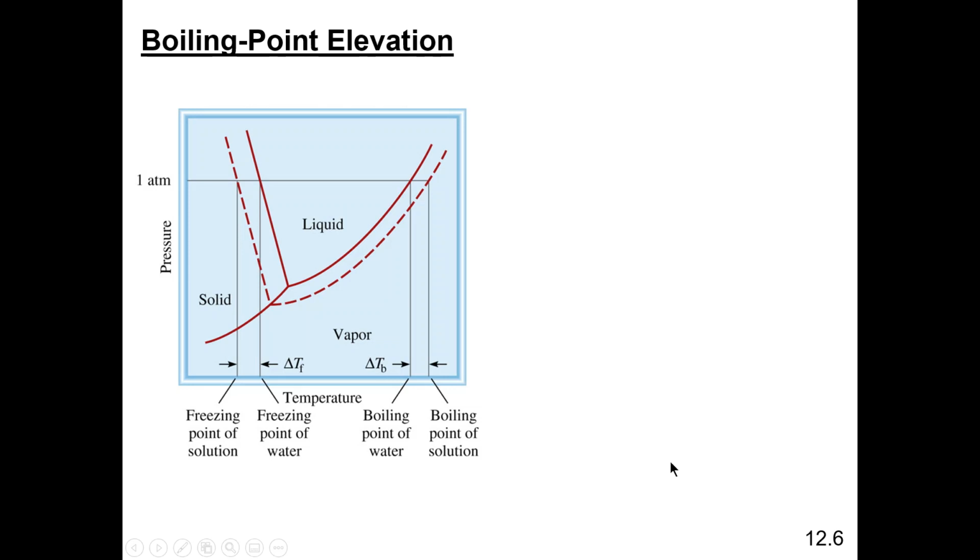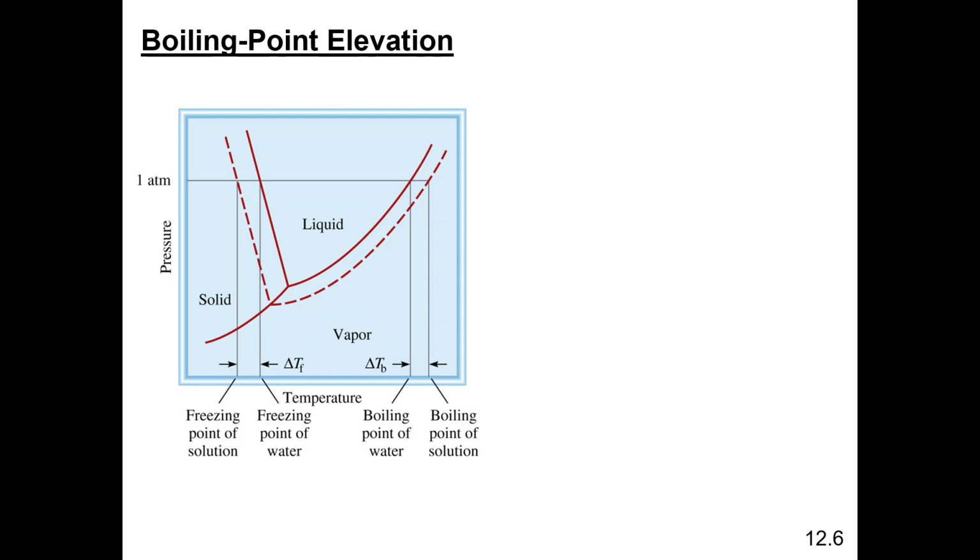Okay, so let's move on to the next colligative property, which is known as the boiling point elevation. So what we're talking about here is a situation where you have a solvent at a particular boiling point, and then when you add a certain amount of solute, the solute actually elevates the boiling point. And we can see several applications of this.